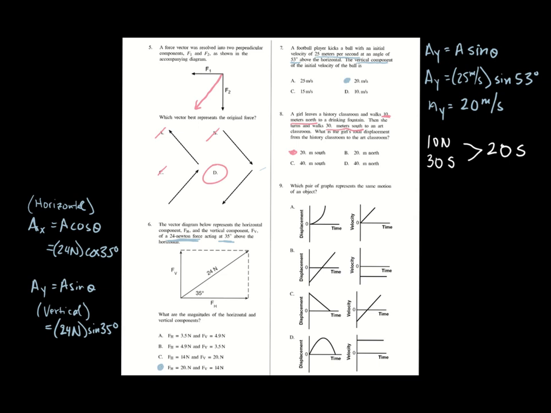Number 9. Which pair of graphs represents the same motion of an object? On the left-hand side, we have displacement versus time. On the right side, we have velocity versus time. So we have to make sure we take into account that these are two different types of graphs. The same motion is going to look different on these two graphs. So let's start identifying each of them.